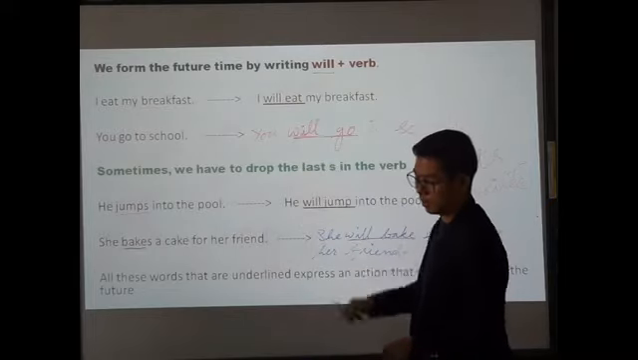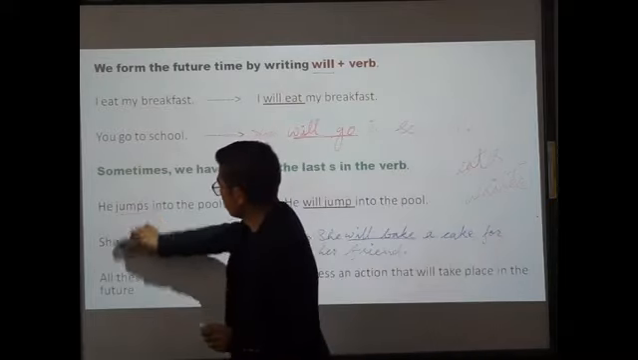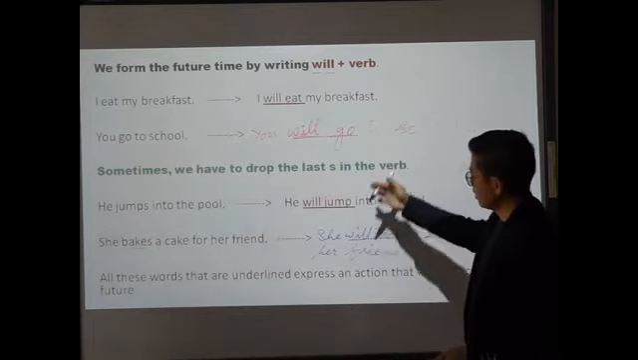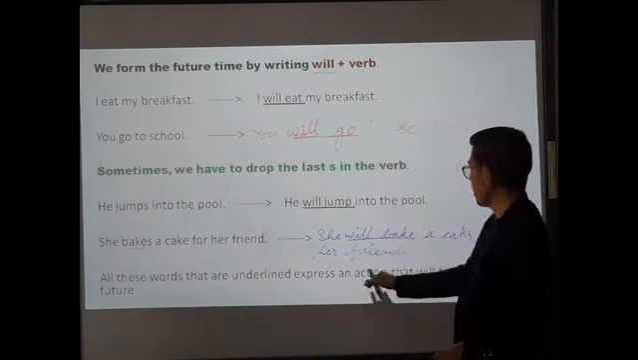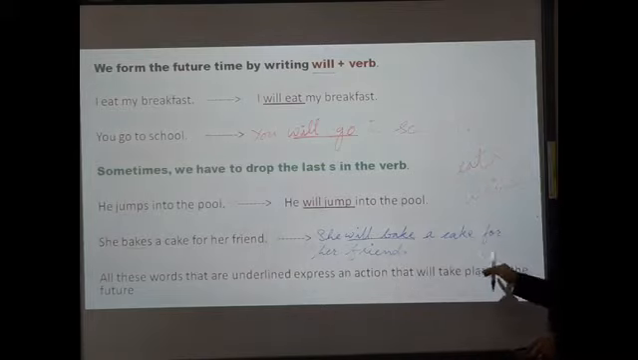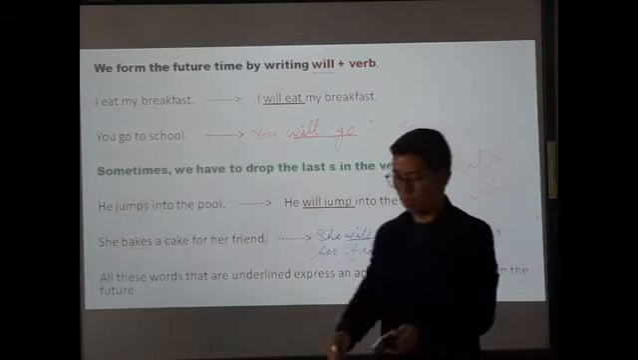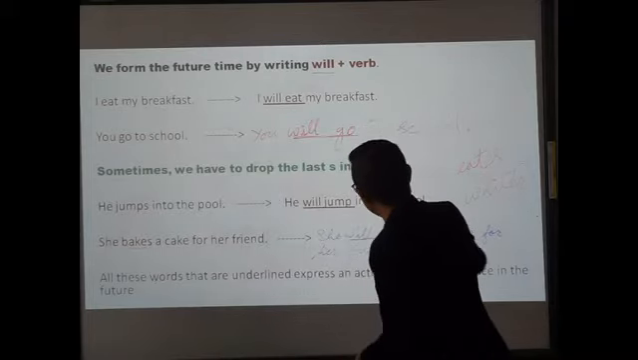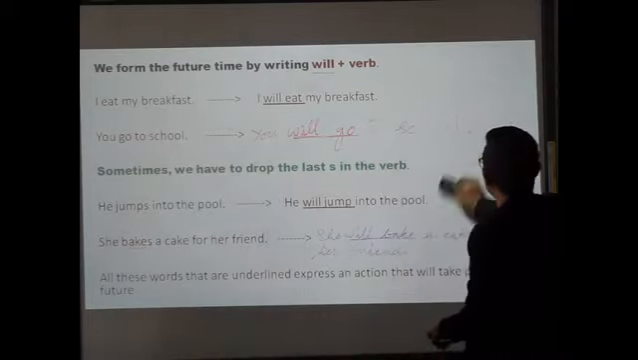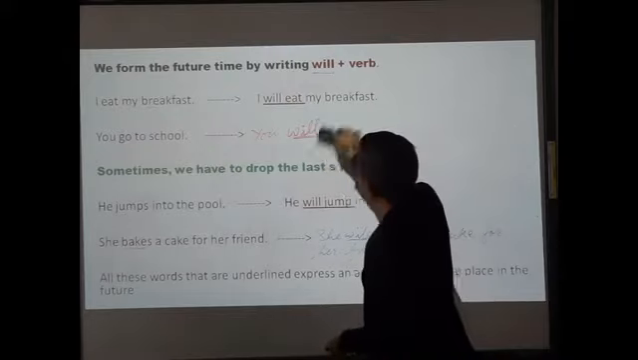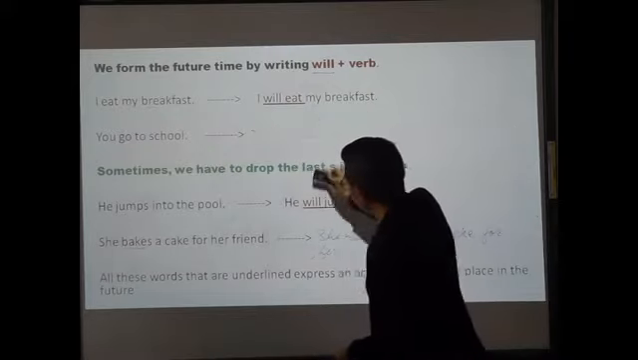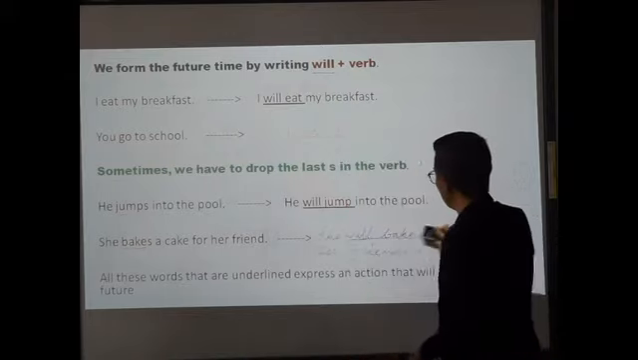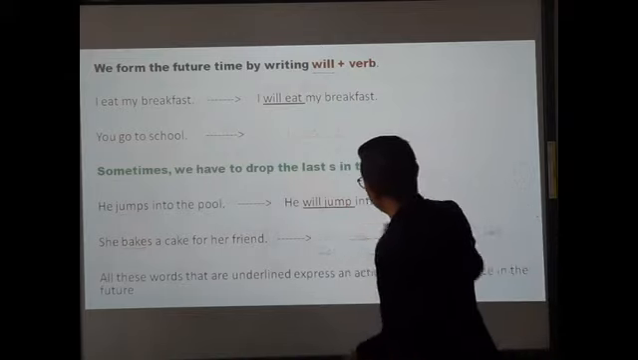Underlined, see here. Okay? Not this one. So all these underlined express an action that will take place in the future. Alright? So we have learned future, we have learned past tense and also present, isn't it?